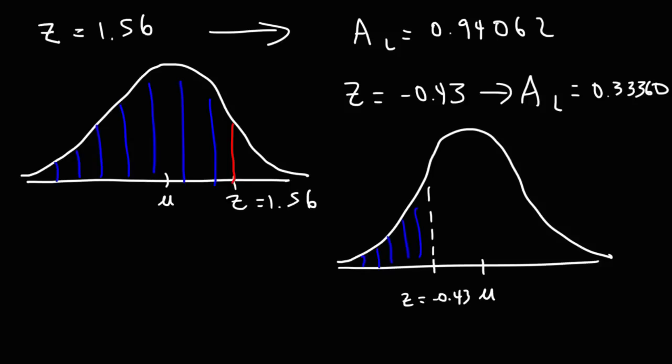So that shaded region corresponds to an area of 0.3336, which means if you want to convert that to a percentage, the probability that X lies in this region somewhere will be 33.36%. You just need to multiply that by 100.